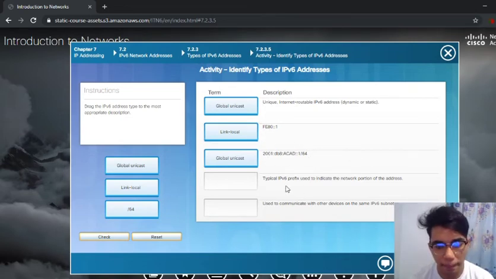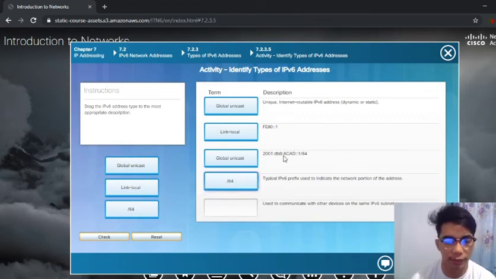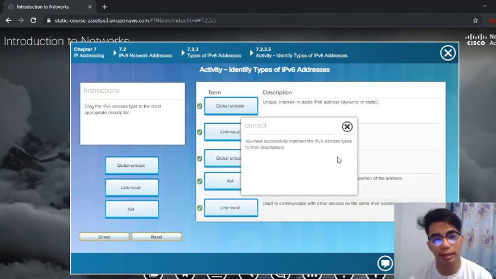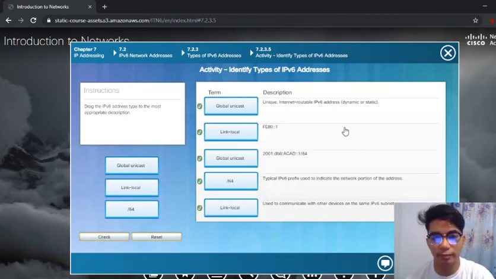Then typical IPv6 prefix used to indicate the network portion of the address. As you can see here in the third description, 2001 colon db8 colon acad double colon 1/64, the prefix of it is 64 for IPv6, so we will drag the 64 in here. Then used to communicate with other devices on the same IPv6 subnet. That would be the FE80, so it would be a link local. And let's check. As you can see, it is correct, and that's all.